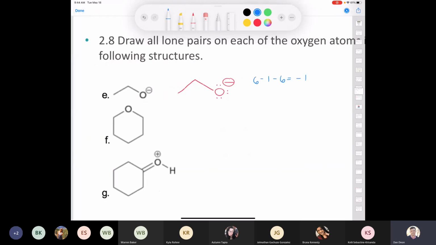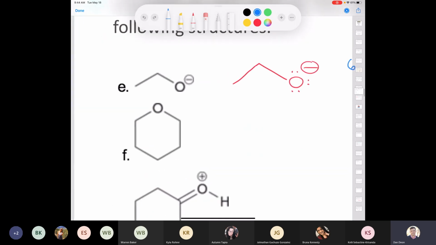All right, if we move over to the next one, this is an ether. Okay, you can see that the oxygen has no charge on it. Can anybody tell me how many lone pairs are missing on this oxygen in F? How many lone pairs are missing on this one? 2, absolutely, because when oxygen has 2 bonds and 2 lone pairs, it has no formal charge, right? 6 minus 2 minus 4 gives you 0, absolutely.